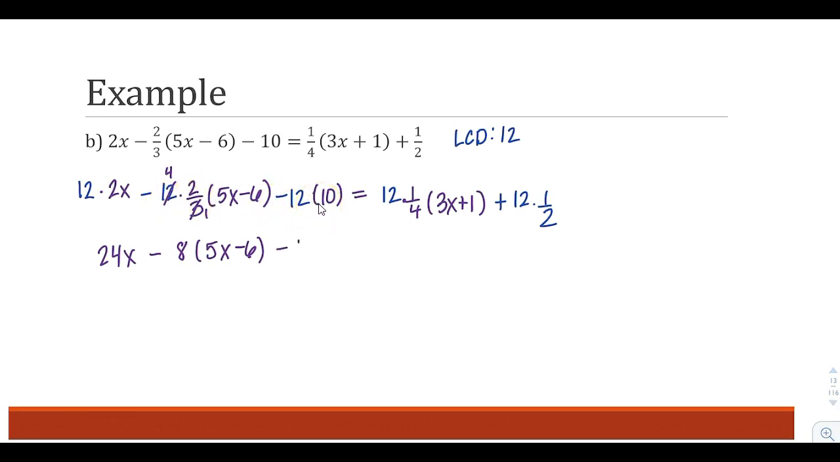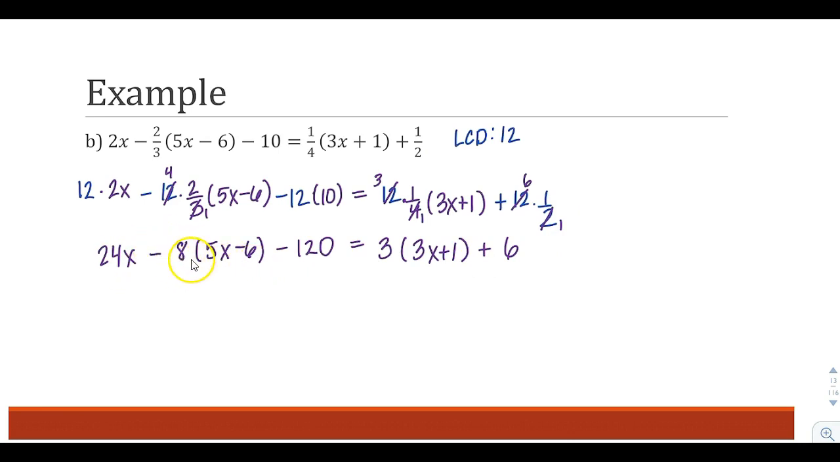Minus 12 times 10, so that's minus 120, is equal to, so here 12 times 1/4, so 4 goes into 4 once, 4 goes into 12 3 times, so we have 3 times 3x plus 1. Then finally plus 6, because I'm going to divide 2 into 12, goes in 6 times, so we have plus 6. So once we've cleared all of our fractions, this equation is going to be easier to solve.